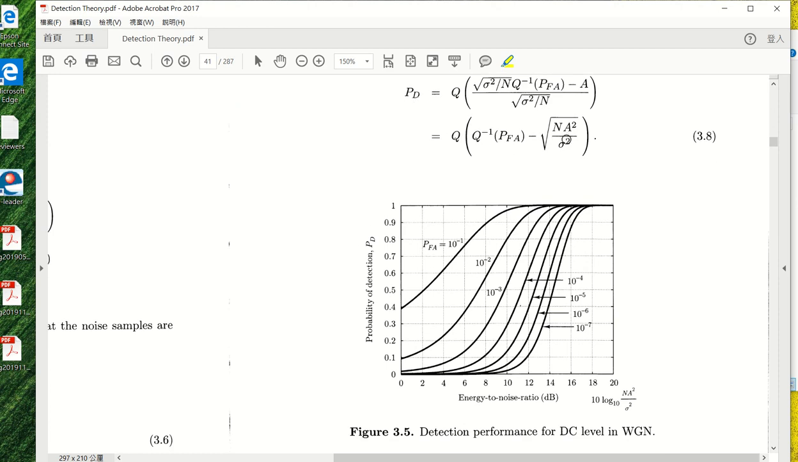PD. All the rest is what? Parameters. A is a parameter. Sigma squared is a parameter. N is a parameter. So now you have a PD. You have a PFA. So now you have a PD here. Let me see.